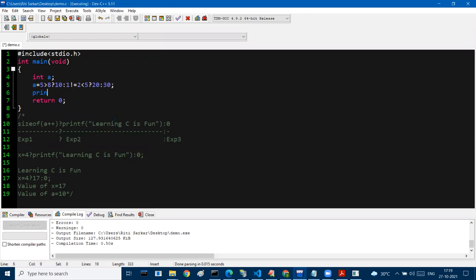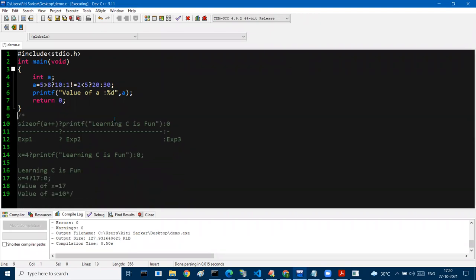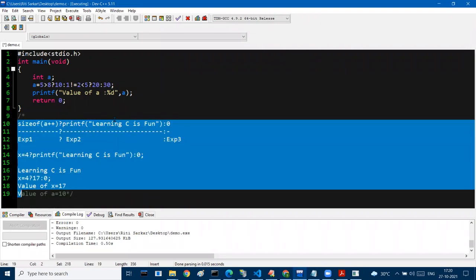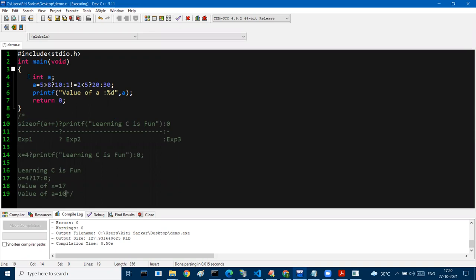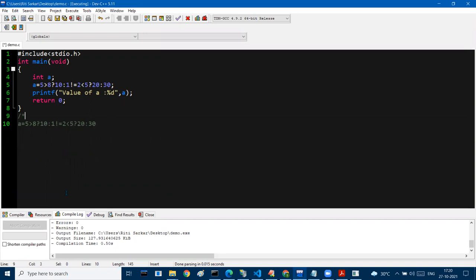And finally, I'm printing that with printf, value of a, percent d, a. This is the code we are having. Now, it is such a big expression, and the beauty of the expression is that you will find so many operators present here. See guys, this is why I said that associativity and precedence are very, very important. Now see, such an expression where almost most of the operators are present. How to evaluate this? Observe carefully.